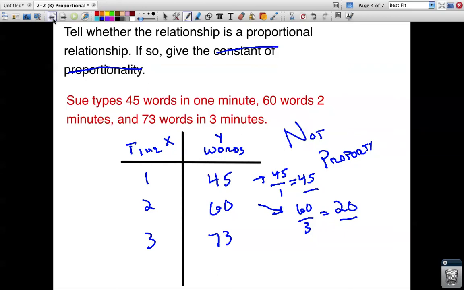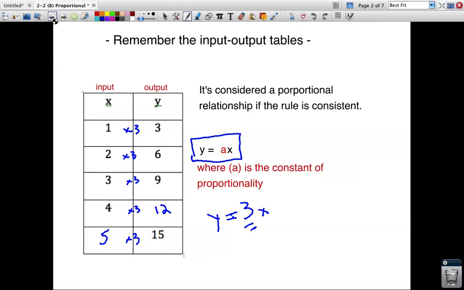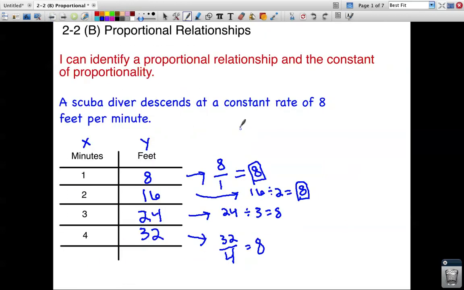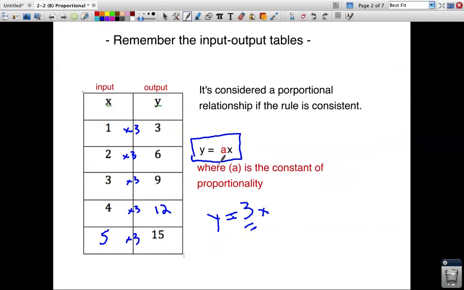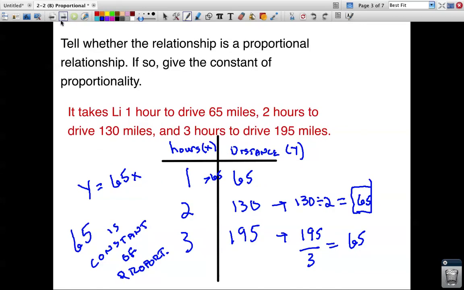Okay, just a quick recap. Let's go back here to the beginning. We want to remember that the constant of proportionality comes from y equals ax. It is this a in your rule. And you only have a constant of proportionality if the rule holds consistent throughout the entire table. For example, in this table right here, because I'm multiplying by 3 every single time, my constant of proportionality is 3.